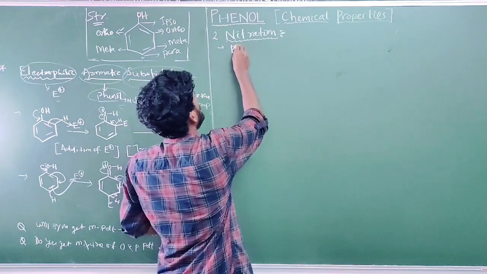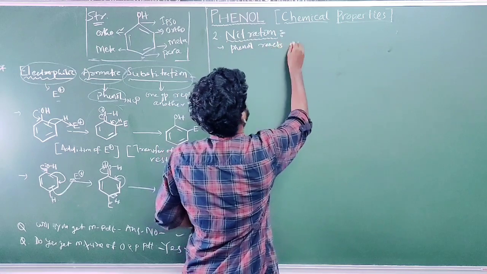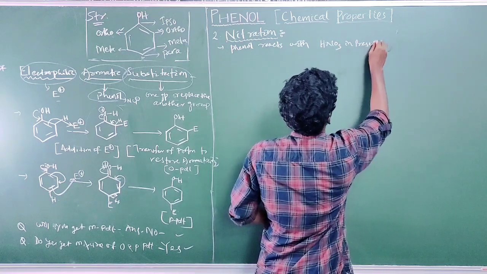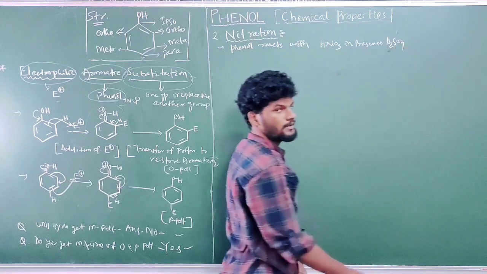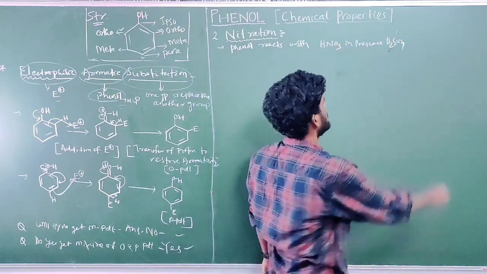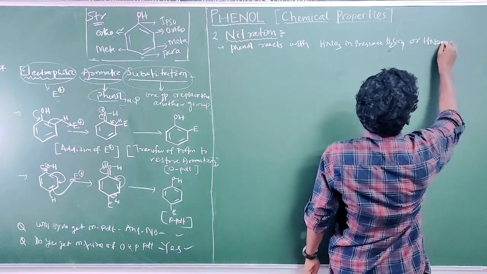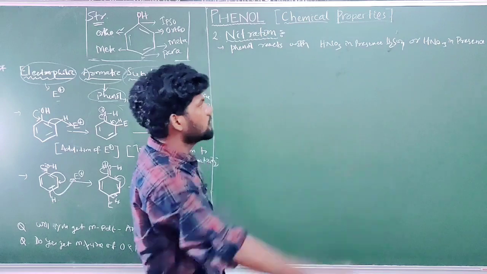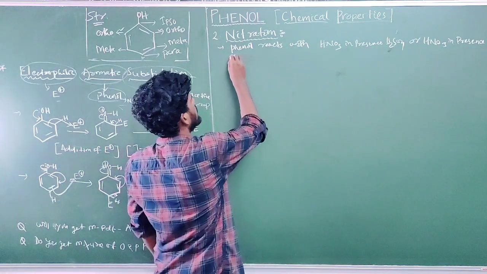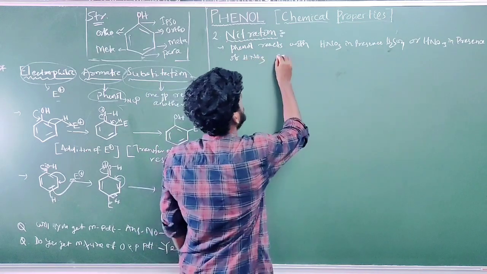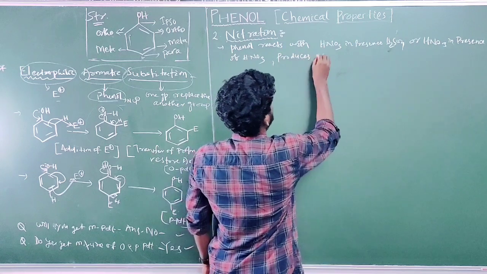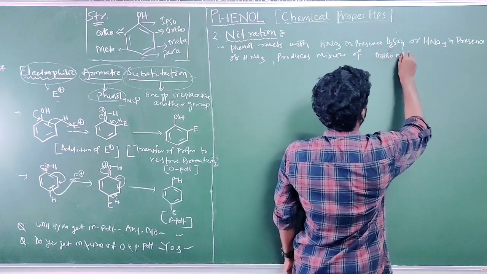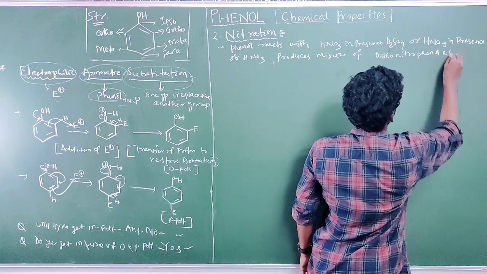Phenol reacts with HNO3, nitric acid, in the presence of H2SO4, sulfuric acid, or HNO3 in the presence of HNO3 also, meaning 2 molecules of HNO3 are there, and it will also produce the electrophile. It produces a mixture of ortho-nitrophenol and para-nitrophenol.